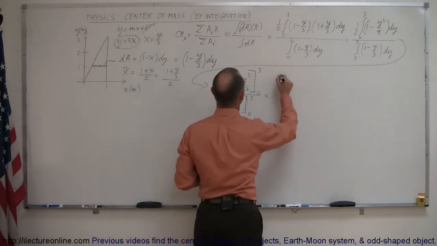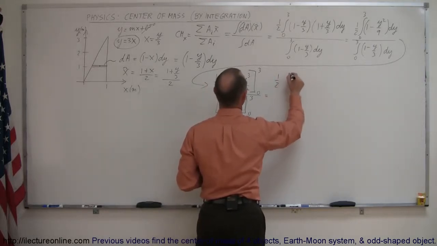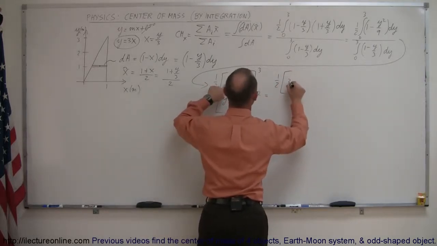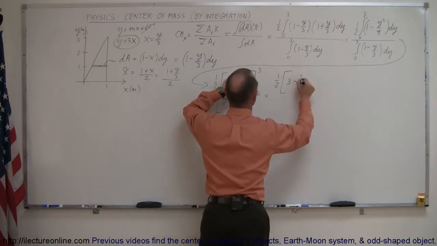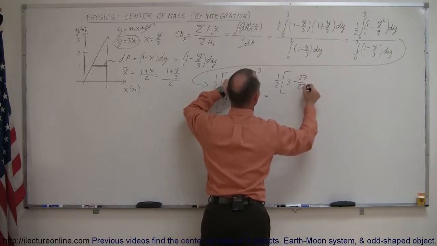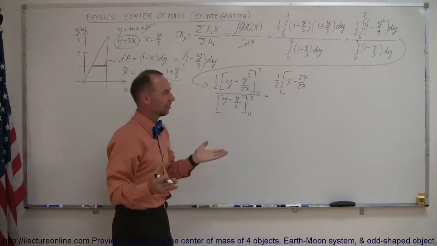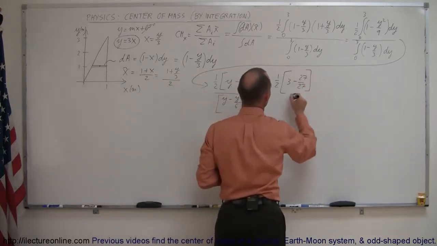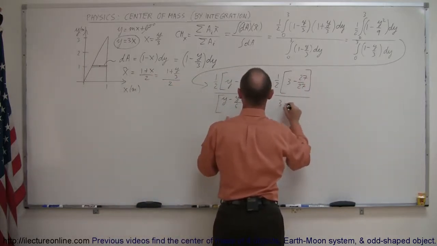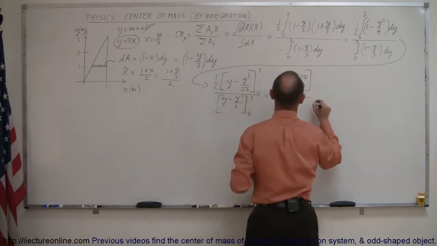So this is equal to 1/2 times, when we plug in the upper limit, we get 3 minus 3 cubed, which is 27 over 27. And of course, when we plug in the lower limit, you get 0, so you don't have to worry about that. And divide this by 3 minus 9 over 6.